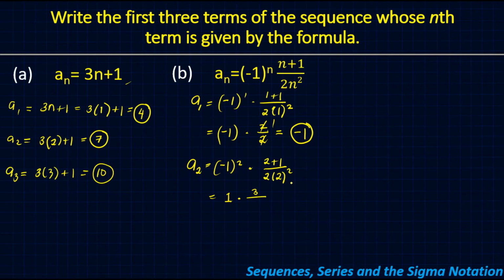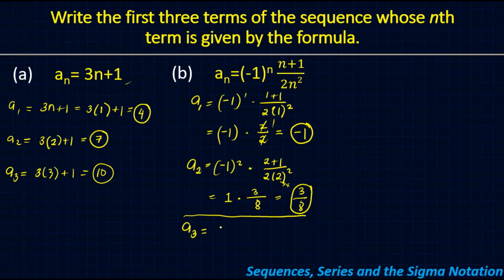Yung 2 squared ay 4. So 4 times 2 magiging 8. So 1 times 3 over 8 is equal to 3 over 8. 3 over 8 is the second term of this sequence. Okay, and then for the third term, we have a sub 3.